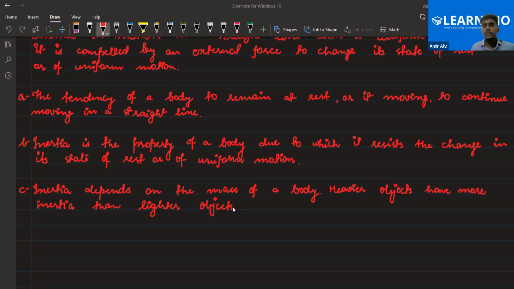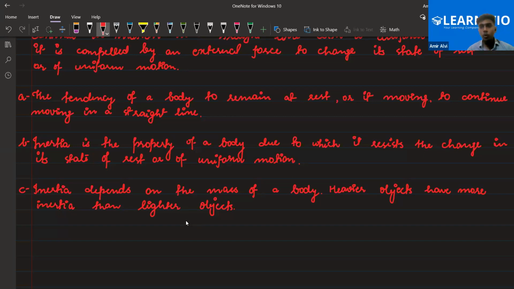Irshad, inertia is not like mass. Suppose there is a body and you need to move that body. The more the mass of the body, the more its inertia. It means it will resist more. The resistance offered by the heavier object will be more than that offered by the lighter object.